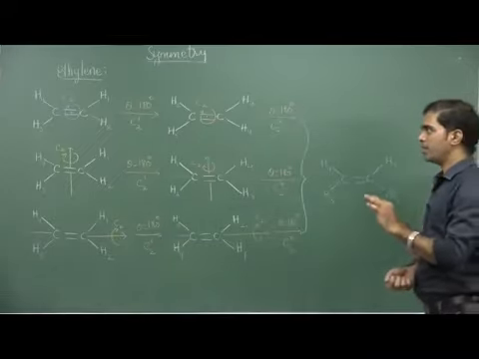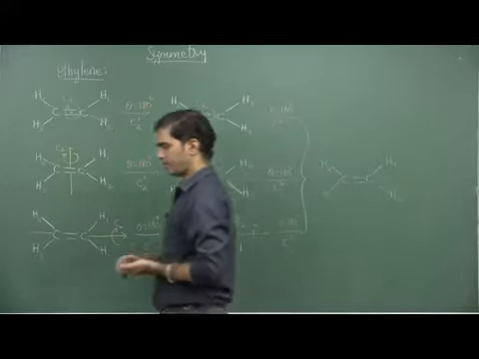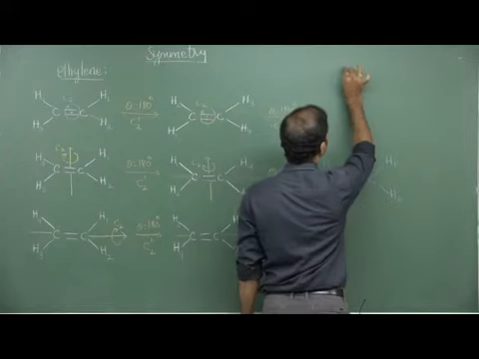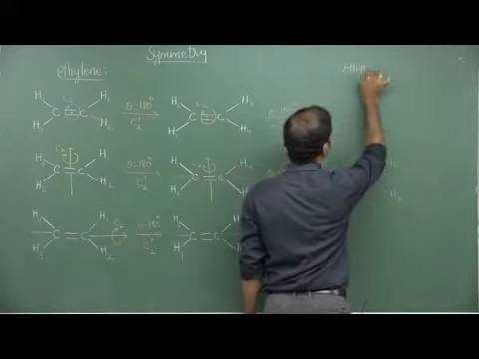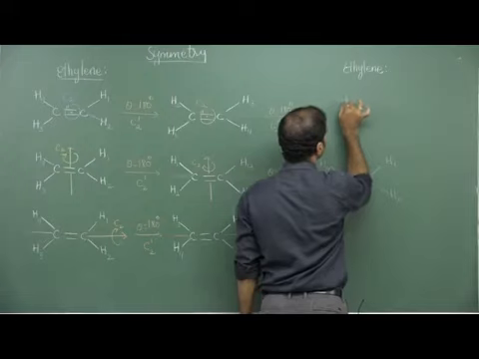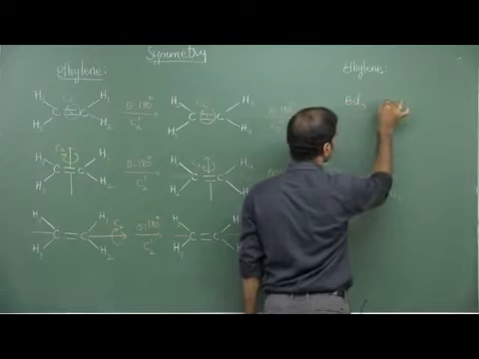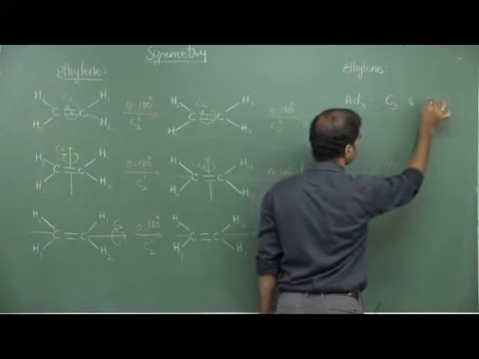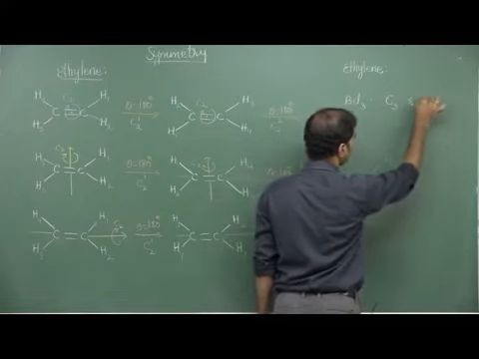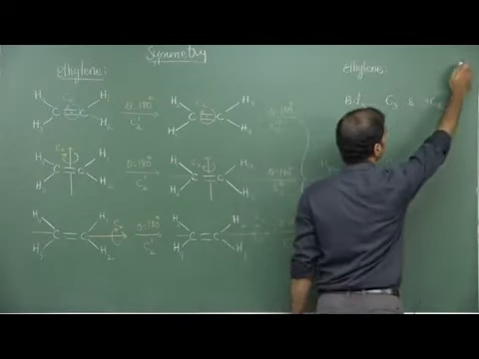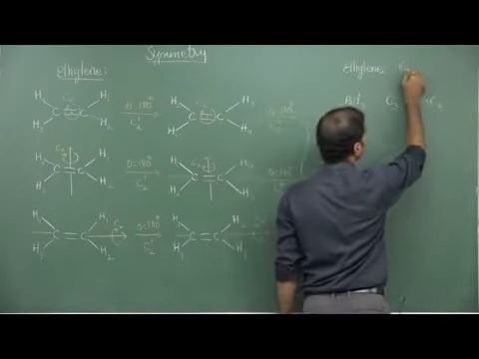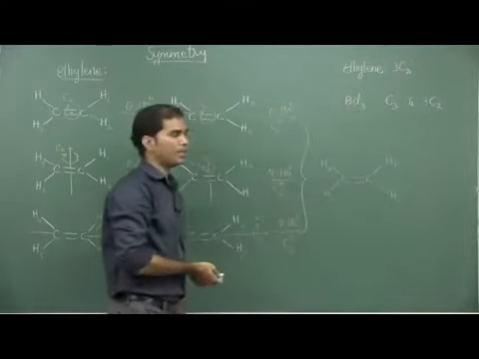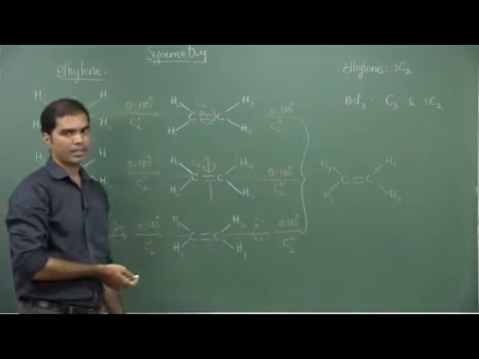Now let us compare this ethylene with BCl3. In BCl3 we had a C3 and C2. How many C2s? We had 3. In the case of ethylene, we have only C2, 3 in number. There is only a C2 rotational axis, but the number is 3.